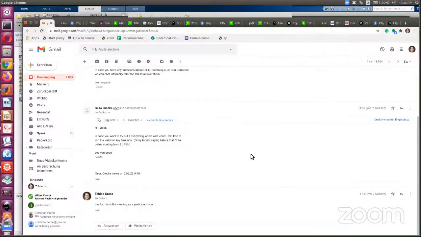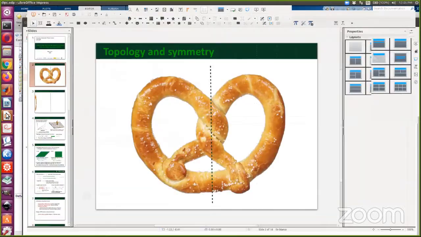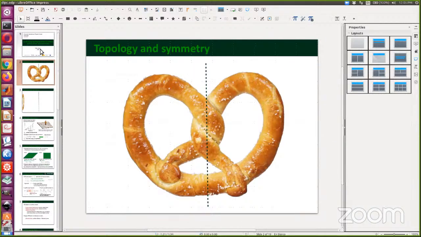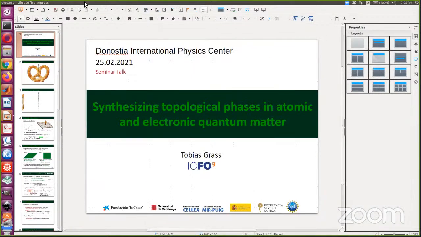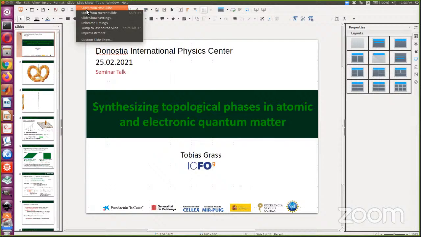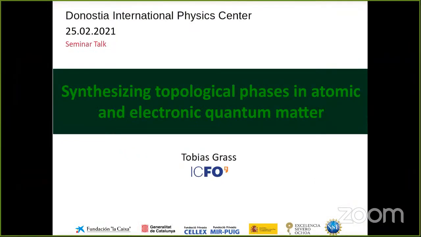And his research has been on many aspects of the quantum many-body physics that one can study with cold, ultra-cold trapped atoms and quantum simulations and basically many body effects one can investigate there. And so that's also the topic of today's talk, where he will speak about synthesizing topological phases in atomic and electronic quantum matter. So welcome, Tobias, and please, the stage is yours.